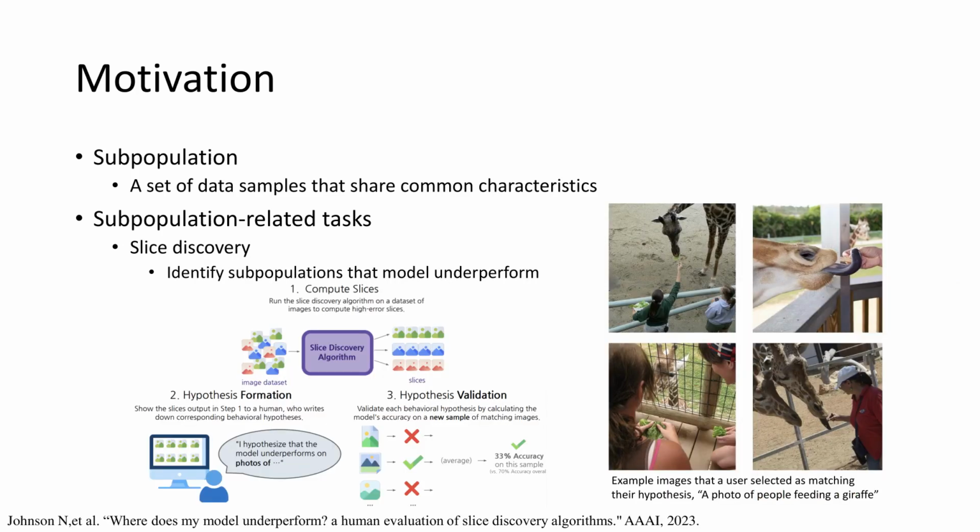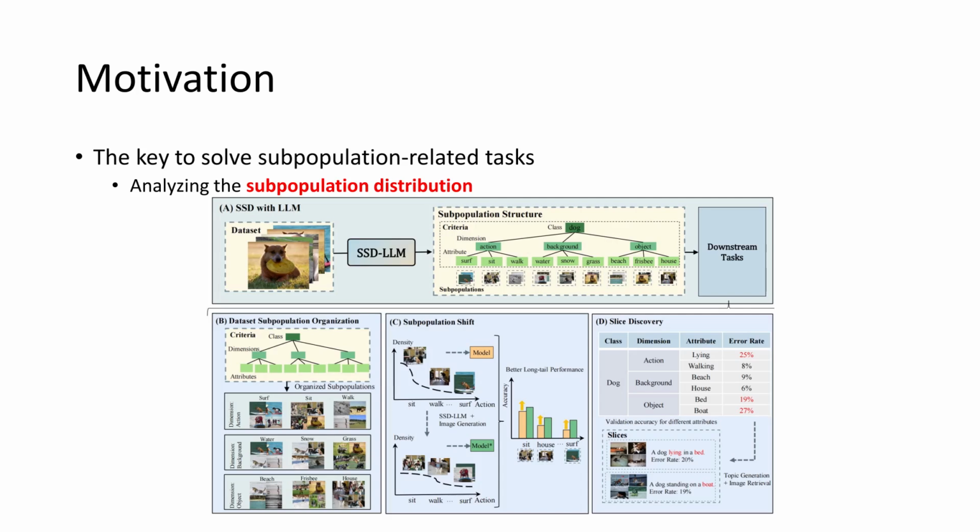In traditional data-centric machine learning, slice discovery focuses on finding and summarizing subpopulations, or slices, within a dataset. These slices are subsets of data with shared characteristics where the model performs poorly. After analyzing these tasks, we realized that understanding subpopulation structures can significantly improve them.